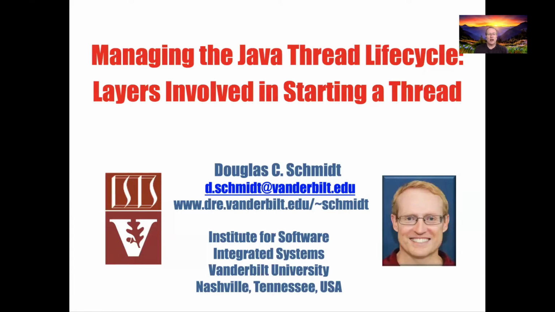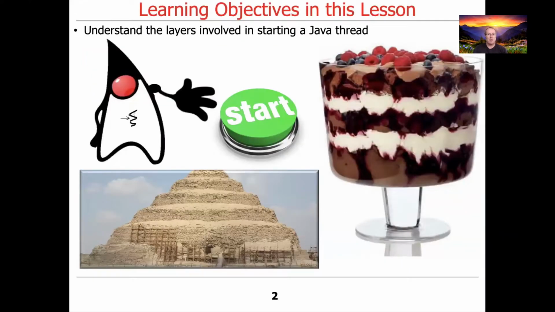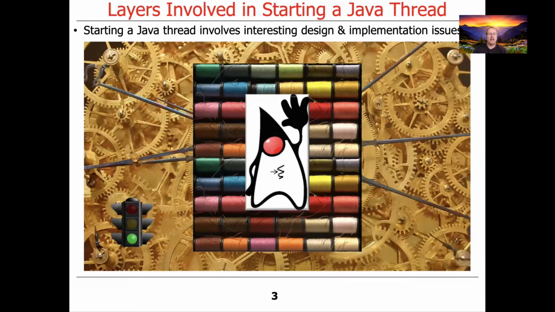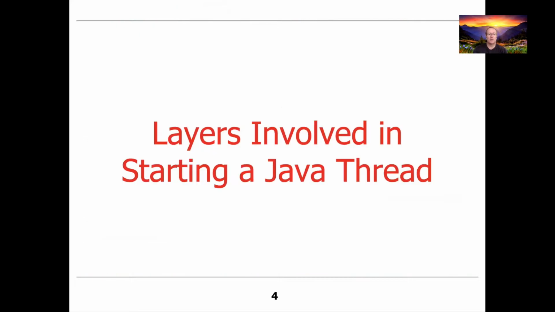So we're now going to talk about the layers that are involved in starting a thread. As I mentioned before, this whole lesson about thread life cycles really focuses primarily on starting and stopping. So we're going to begin, of course, with starting, and we'll see there's a bunch of layers involved in starting a Java thread. And starting a Java thread involves a bunch of very interesting design and implementation issues.